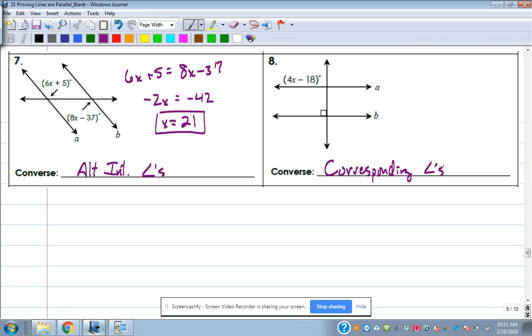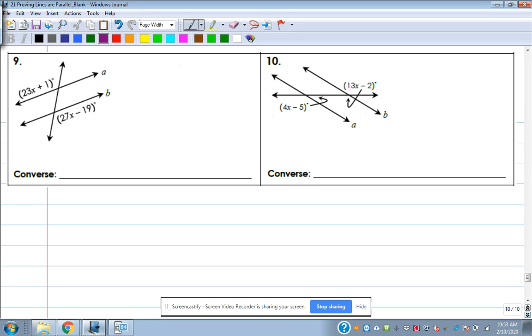Easy enough. What do we know about them? That's 90 degrees right there. That's what that box means. So that'd be 4x minus 18 equals 90. And solve that. Good job. 2 more.